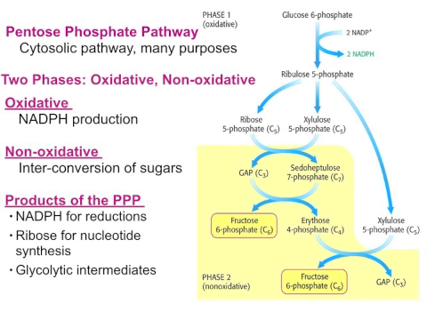The products of the pentose phosphate pathway are NADPH for reductions and ribose for nucleotide synthesis and glycolytic intermediates. These intermediates can go on through the rest of the glycolytic pathway to form pyruvate for ATP production, or these intermediates can be sent back through gluconeogenesis to form glucose again. And so this pathway is very versatile, and we'll see that it serves many functions.